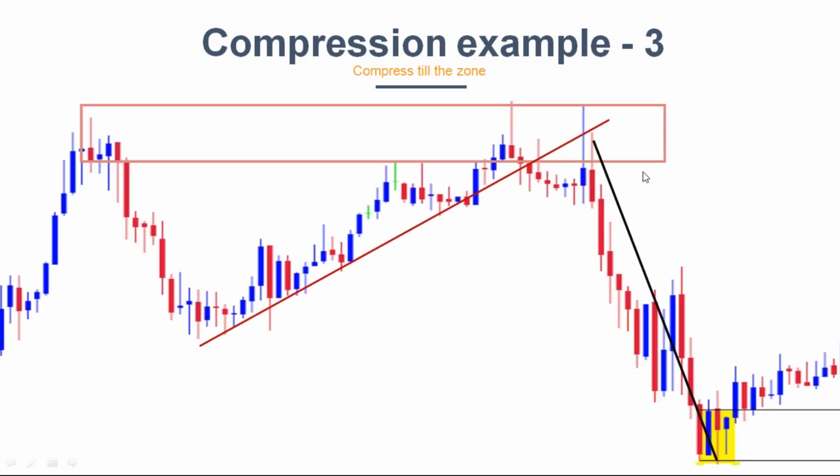Now look, this is another classic compression example. So look at this, all bases only. Fall, up, up, up, up, up, down, down, down, up, down. It went up, came down, went up, came down, went up, down, up, down. So the whole journey, if you keep marking the bases, think about marking bases. The best way to identify genuine compression is marking your bases.